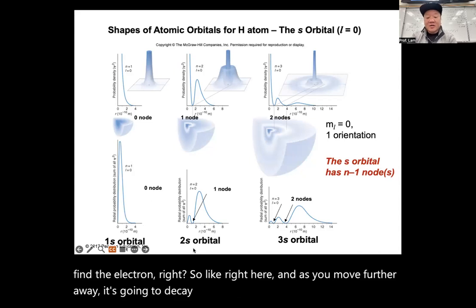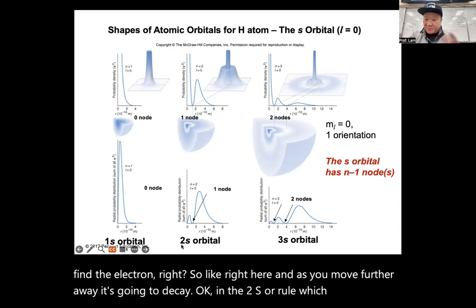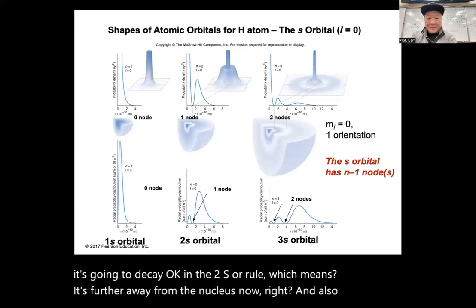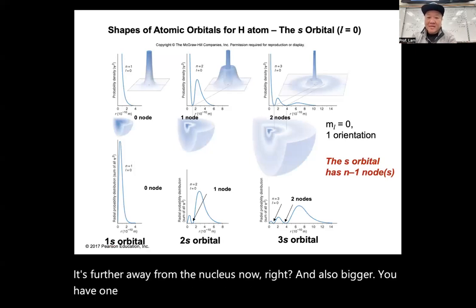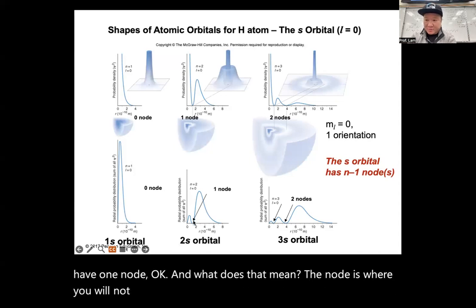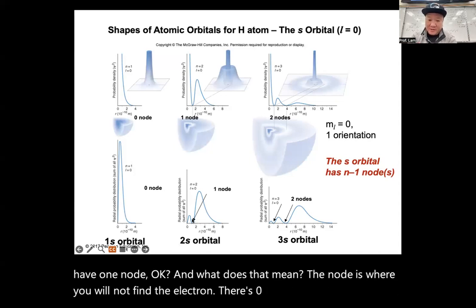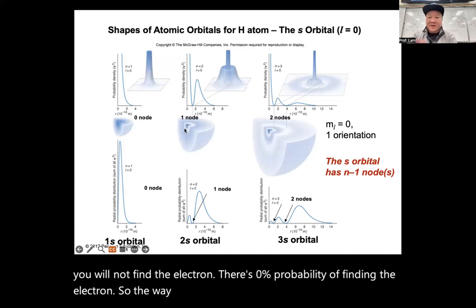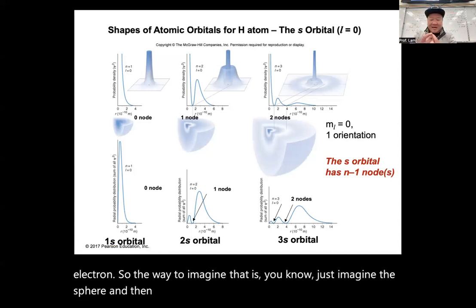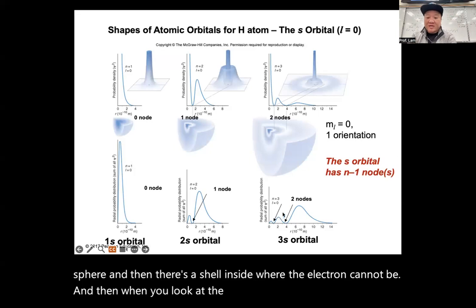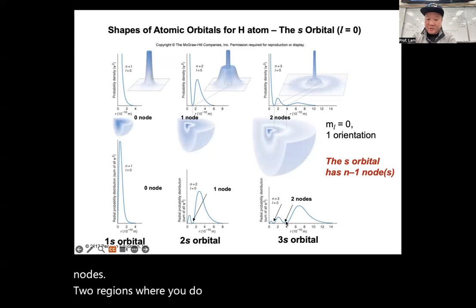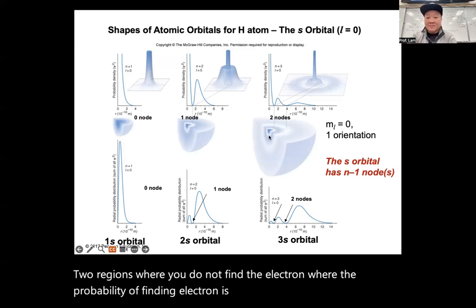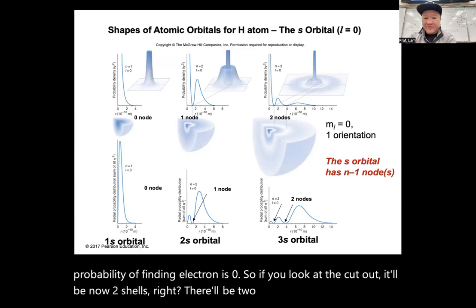Okay. In the 2s orbital, which means it's further away from the nucleus now, right? And also bigger, you have 1 node. Okay. And what does that mean? The node is where you will not find the electron. There's 0% probability of finding the electron. So the way to imagine that is, just imagine the sphere, and then there's a shell inside where the electron cannot be. Okay. And then when you look at the 3s orbital, you actually find 2 nodes, 2 regions where the probability of finding the electron is 0. So if you look at the cutout, it'll now be 2 shells where you will not find the electron at all.